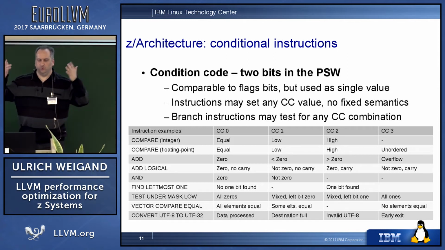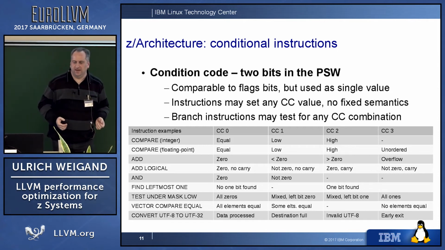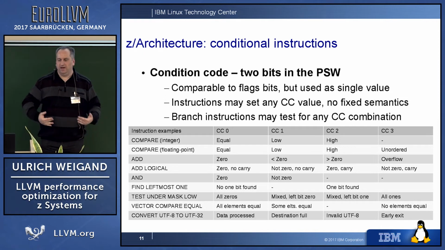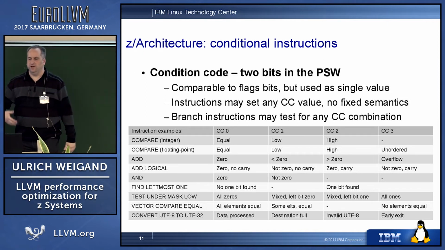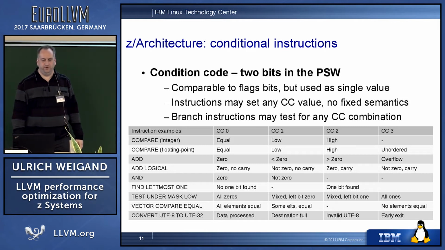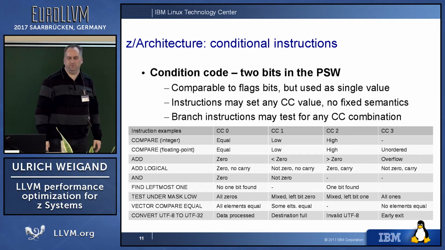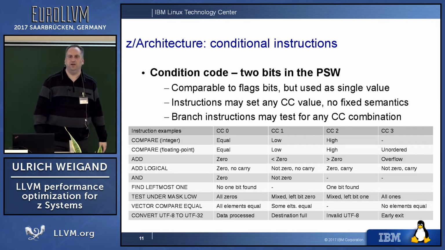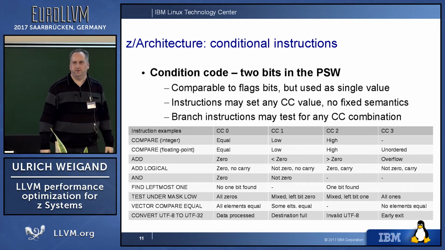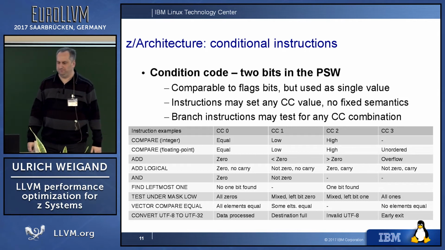There are certain groups or sort of conventions. Like, for example, if you compare, you get CC0 if the 2 things were equal. You get CC1 if the first operand was low. You get CC2 if the first operand was high, and you never get CC3. Now, if you do a floating point compare, it's the same, except now you can get CC3, and it means the comparison was unordered. That is, one of the operands was a NaN.